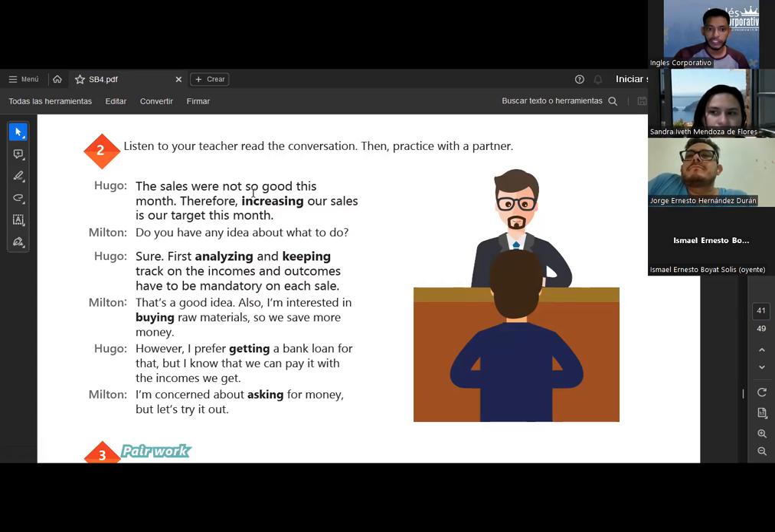The sales were not so good this month. Therefore, increasing our sales is our target this month. Do you have any idea about what to do? Sure. First, analyzing and keeping track on the incomes and outcomes have to be mandatory on each sale. That's a good idea. Also, I'm interested in buying raw materials, so we save more money. However, I prefer getting a bank loan for that. But I know that we can pay it with the incomes we get. I'm concerned about asking for money, but let's try it out.